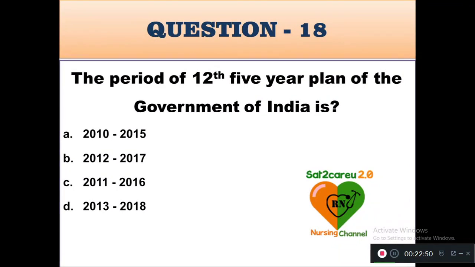Question number 18. The period of the 12th five-year plan of the Government of India is option A 2010 to 15, option B 2012 to 2017, option C 2011 to 2016, option D 2013 to 2018. The right answer is that the 12th five-year plan is between 2012 to 2017.